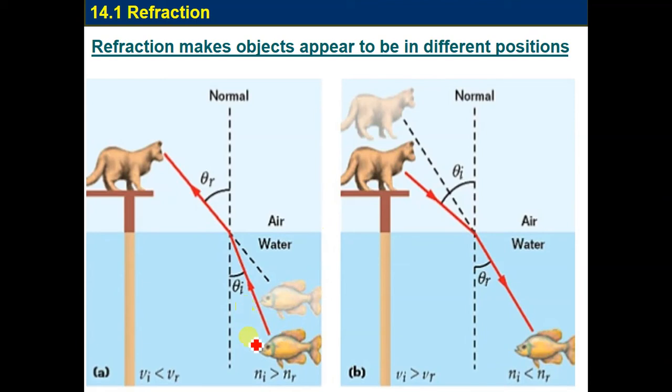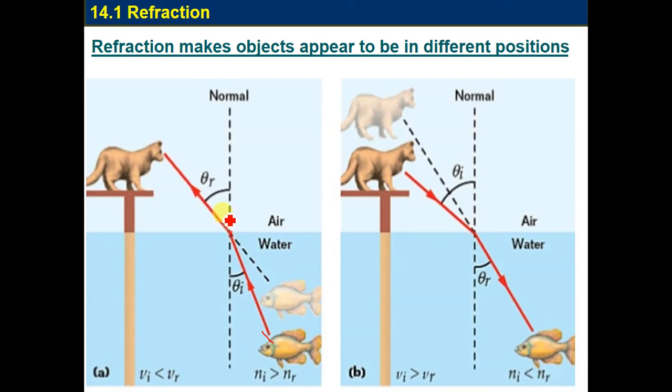Let's say that I have a fish underwater and a cat outside. The cat is looking at the fish. First, the cat is looking at the fish, so how is the light traveling? If I am looking at you, the light should travel from you to my eyes in order to see you. So for the cat to be able to see the fish, the light is traveling from the fish to the eyes of the cat. So light, how is it traveling? From water to air.